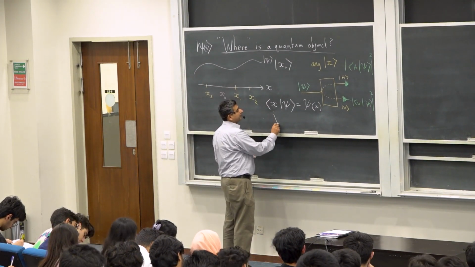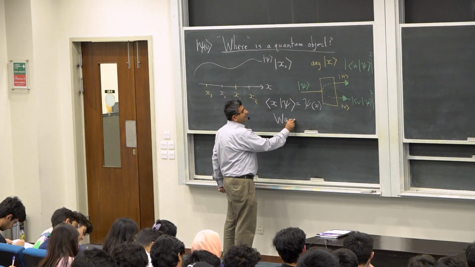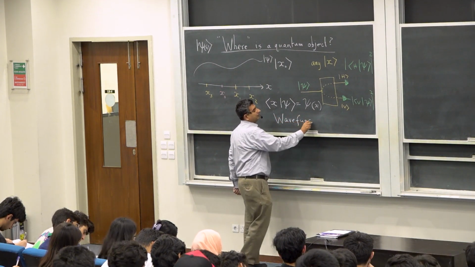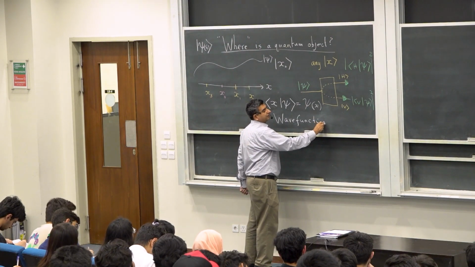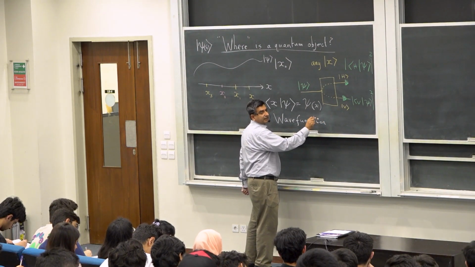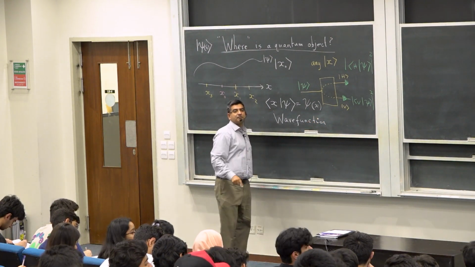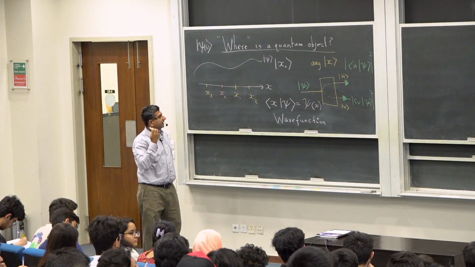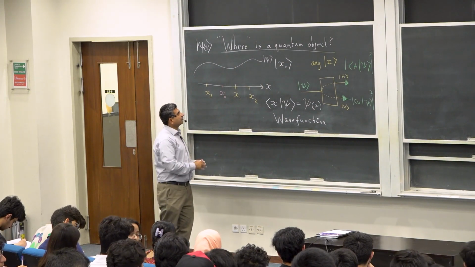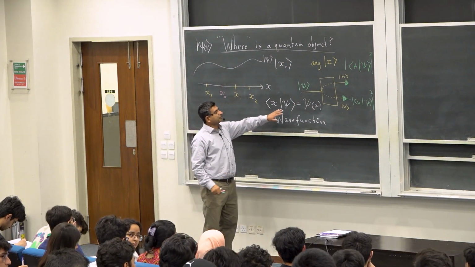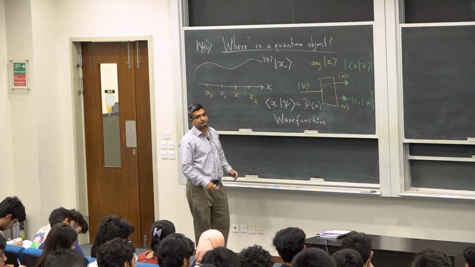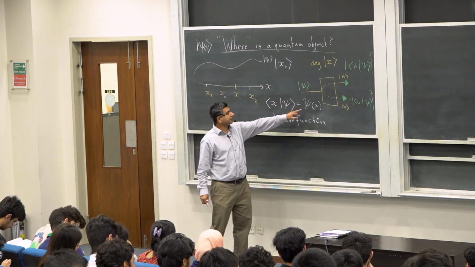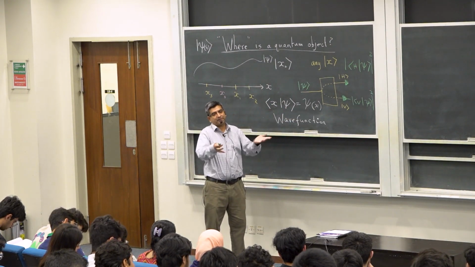This function of space is called a wave function. It's one word, a wave function. I'll give you examples of this. You had a question. How do we define ket psi? Ket psi is the quantum state corresponding to this wave function. So a wave function is the state written in the position basis.